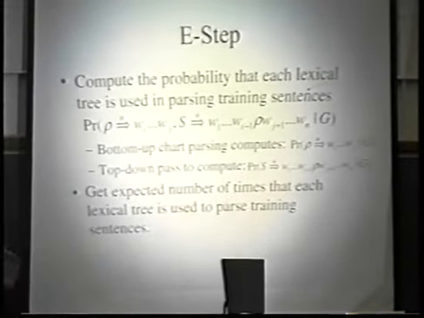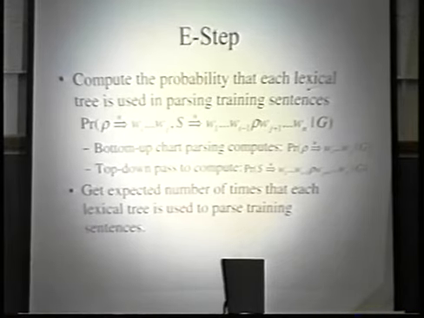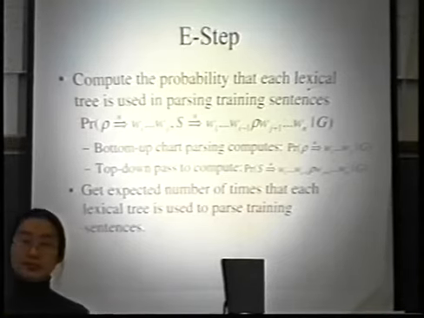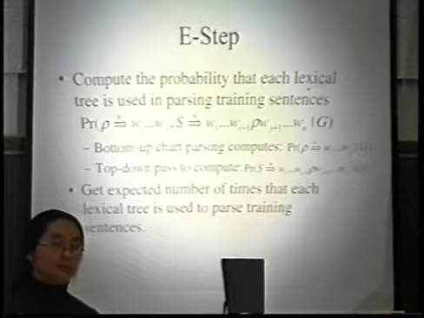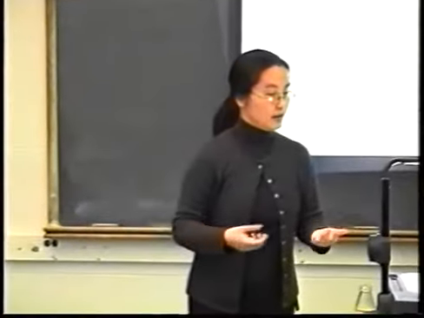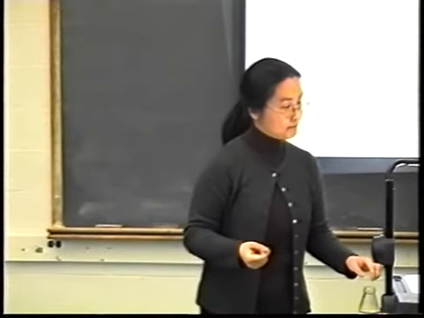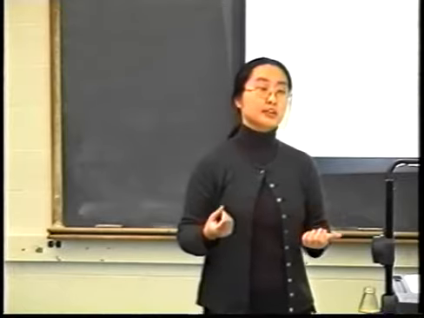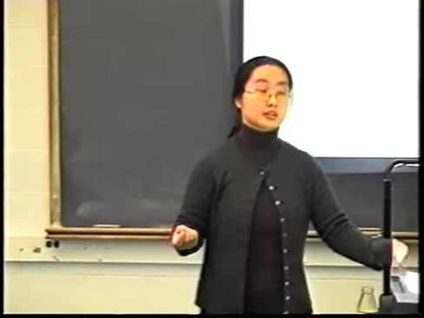So in the E step, we compute the probability that each tree is used in the derivation, which basically breaks down into two parts: the probability that the tree is generating some substring, and the probability that this tree is included in the derivation path. It pretty much is equivalent to the inside-outside algorithm for inducing a context-free grammar, if you've seen that before. And this will give us the expected number of times that this tree has been used in parsing the training sentences.